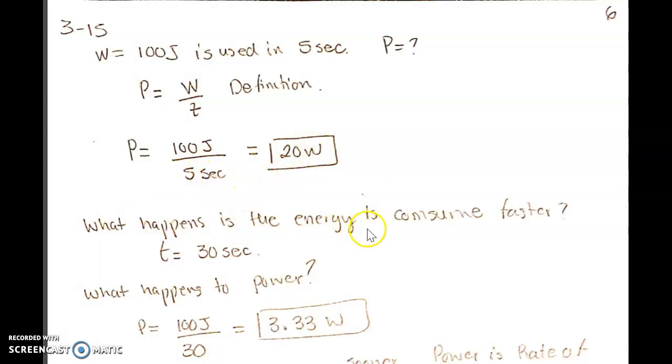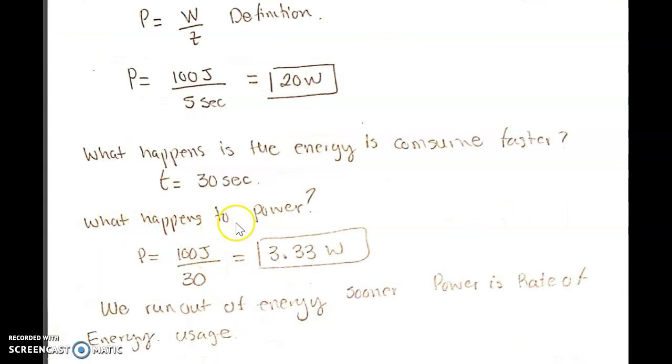But what happens if the energy is consumed slower? What happens if T, instead of being 5 seconds, is 30 seconds? So what happens to power? Power has to increase or decrease. It just makes sense that it has to decrease because time is in the denominator. So if the time increases, the power value should decrease. If the energy is kept the same, we have 100 divided by 30, we get 3.33 watts compared to 20 watts. But what does this mean?